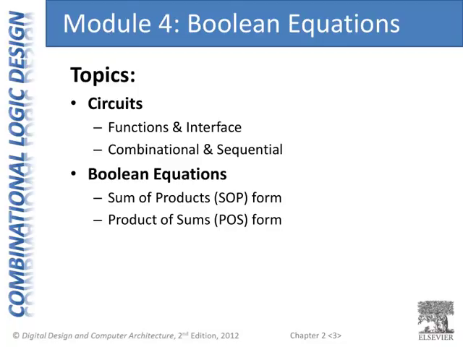There are two types of digital circuits, combinational circuits and sequential circuits. Chapter 2 discusses combinational circuits, and then we'll come back to sequential circuits in Chapter 3 and talk about those types of circuits as well. So the main topics of this module are Boolean equations, and there are two specific forms of these equations that we'll talk about: sum of products, SOP, and product of sums, or POS form.